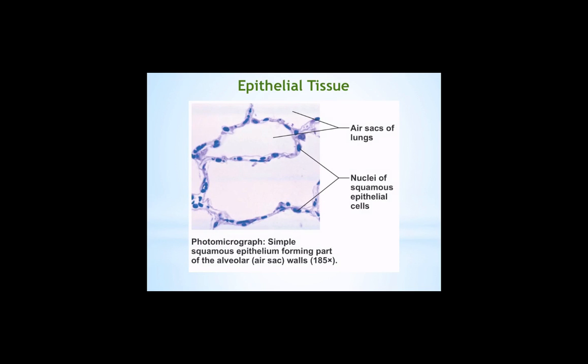Now, these cells are simple squamous epithelial cells, one layer thick on a basement membrane. They're surrounding what are called alveoli, which are the air sacs in the lungs. And it's at these cells that respiration takes place, exchange of gases between the air in the lungs and the capillaries that are surrounding the alveoli.